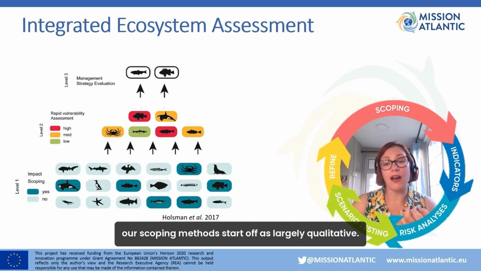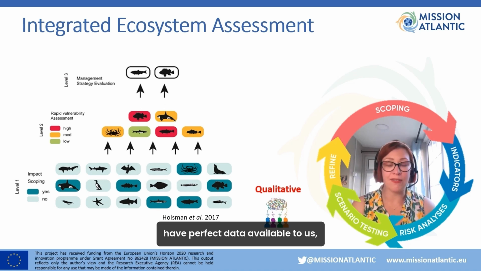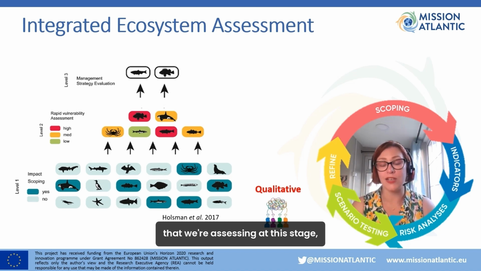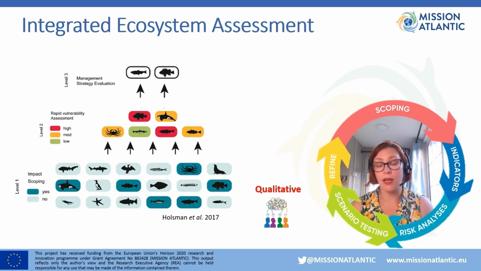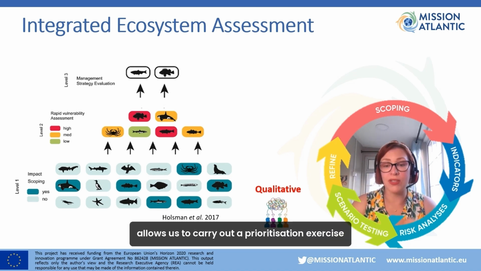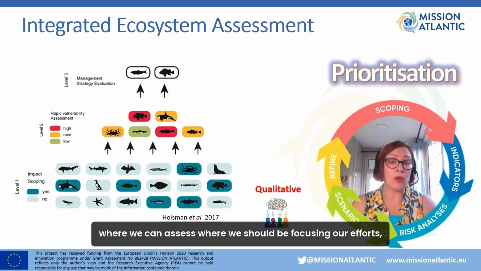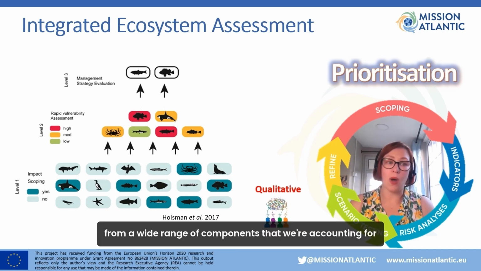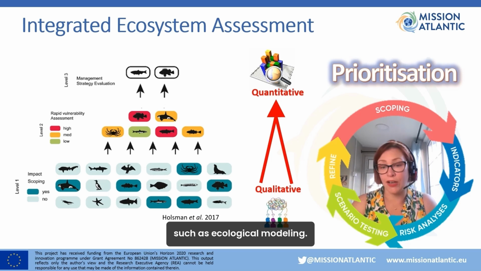In terms of methods, our scoping methods start off as largely qualitative. The reason for this is because we don't have perfect data available to us, and in order to look at the wide range of components that we're assessing at this stage, we need to be able to include everything, and without that data, we can't do it in quantitative ways. But using qualitative and semi-quantitative approaches allows us to carry out a prioritization exercise where we can assess where we should be focusing our efforts, where is the highest risk within the system, and from this filter down from a wide range of components that we're accounting for into a smaller number of elements that we can assess using more quantitative methods such as ecological modelling.